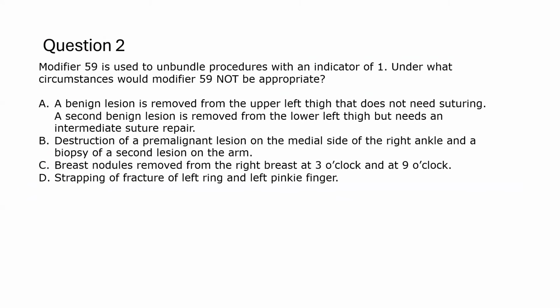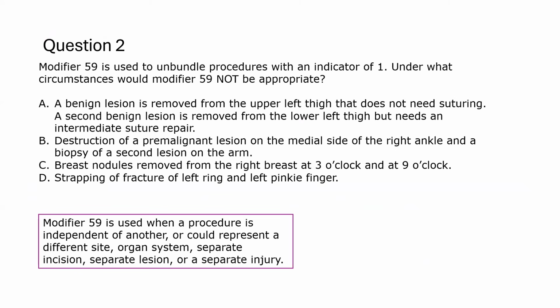Question 2. Modifier 59 is used to unbundle procedures with an indicator of 1. Under what circumstances would modifier 59 not be appropriate? Modifier 59 is used when a procedure is independent of another or could represent a different site, organ system, separate incision, separate lesion, or a separate injury.